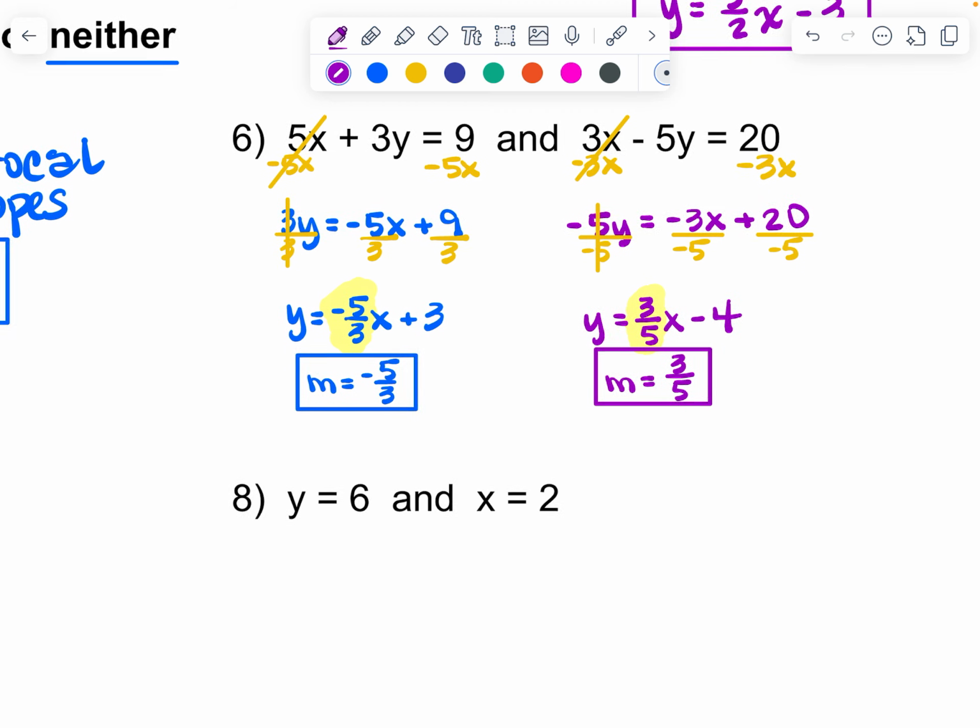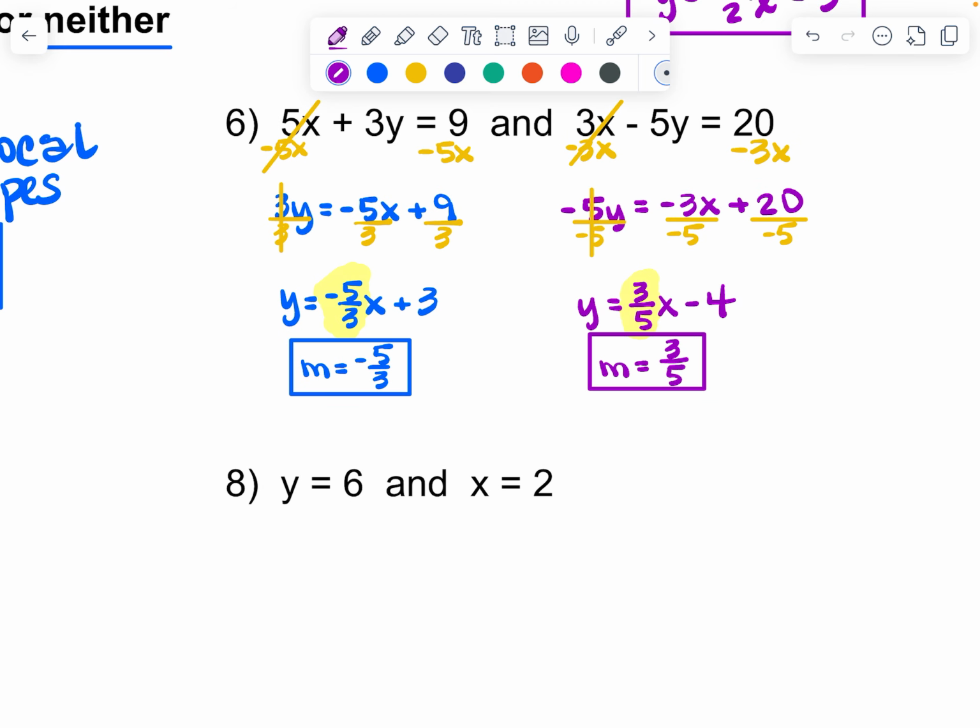And now it's up to you to compare the two slopes that you just found. I've got a negative 5/3 and a positive 3/5, right? And so those are my slopes, which are clearly opposite reciprocals. So these are perpendicular.